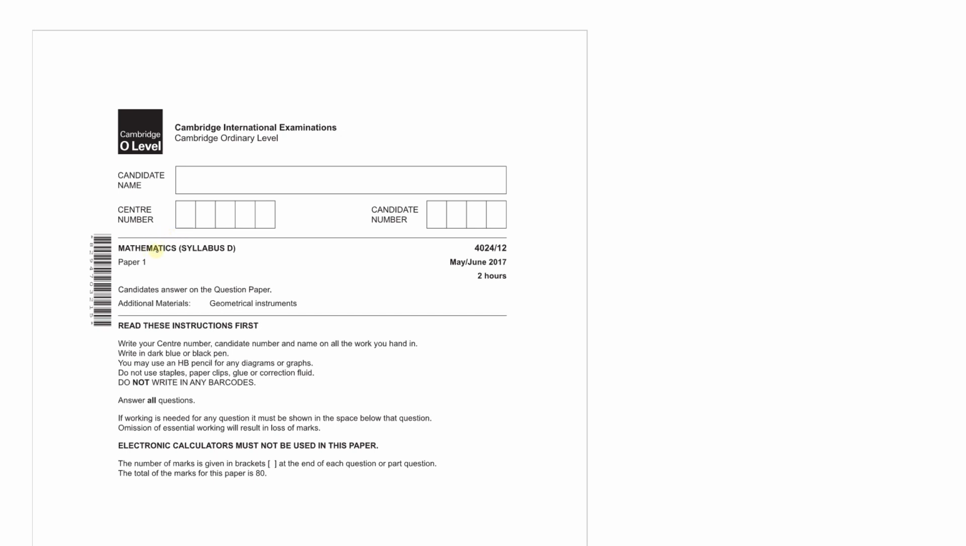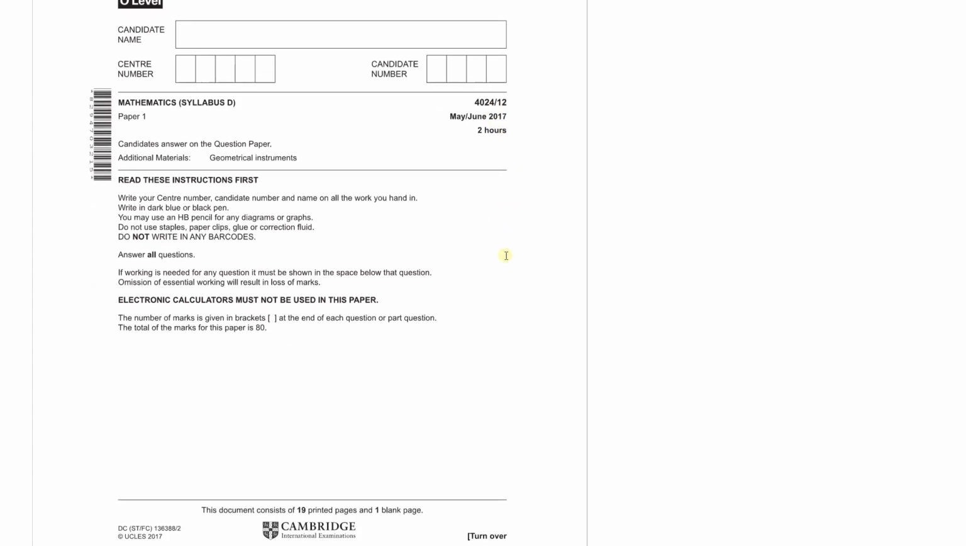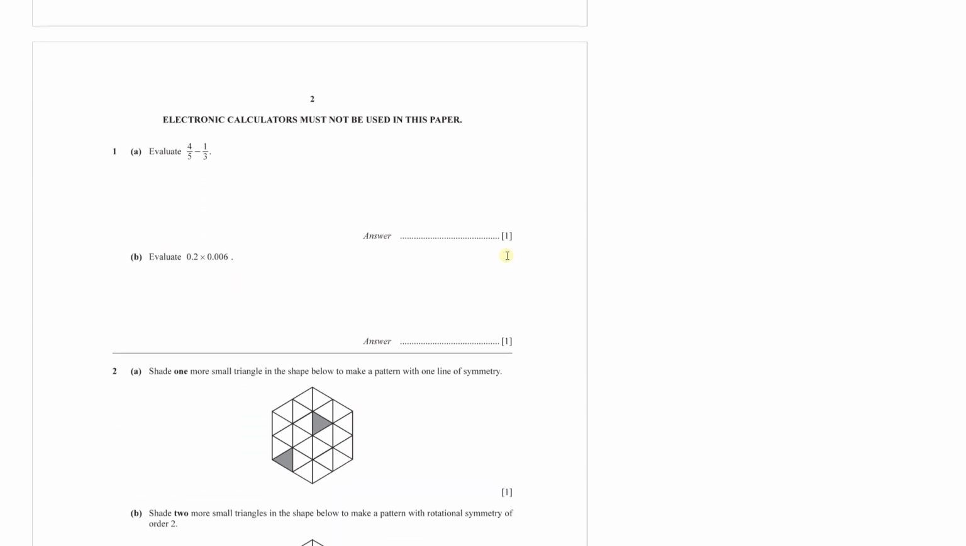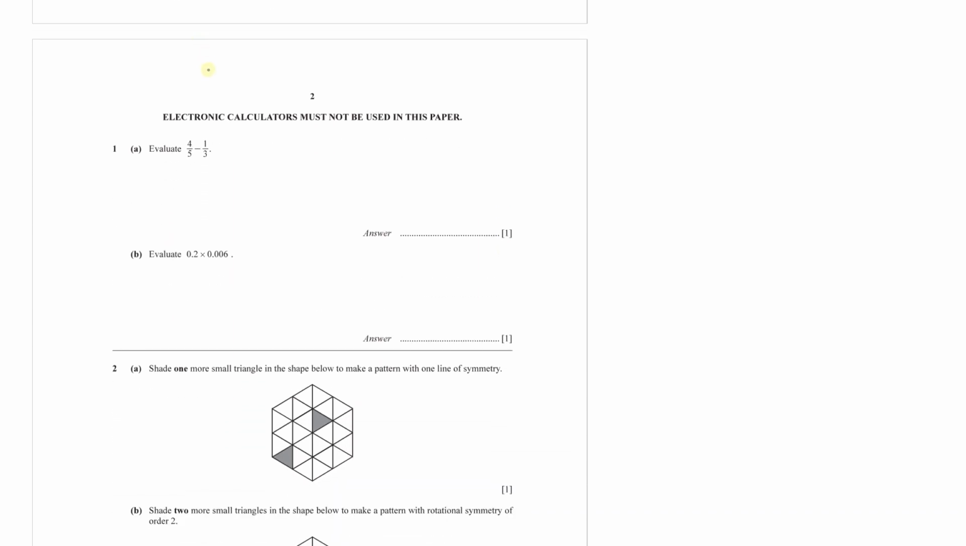So in this video, we will solve Mathematics Paper 1, May-June 2017. It's the second variant of Paper 1. So let's start with question number 1. You have to evaluate 4 over 5 minus 1 by 3.